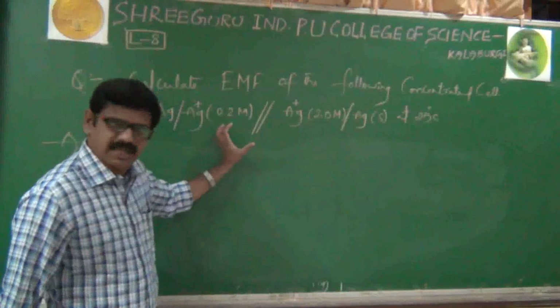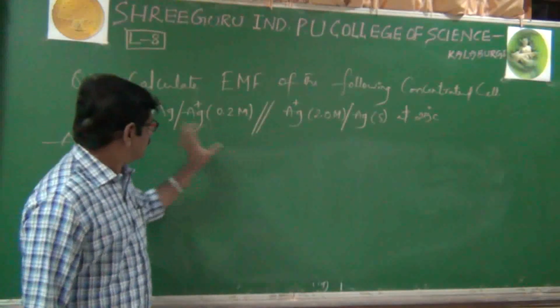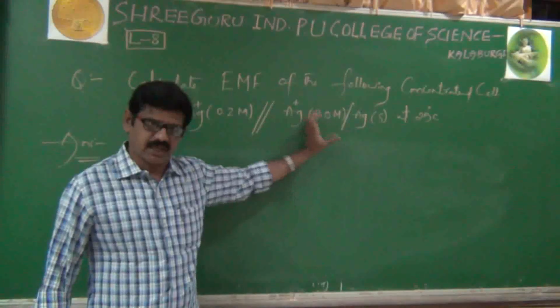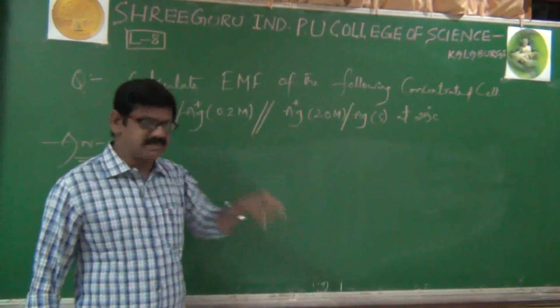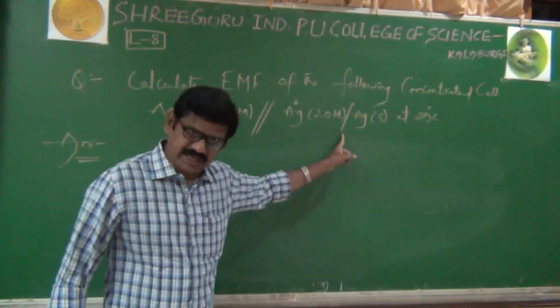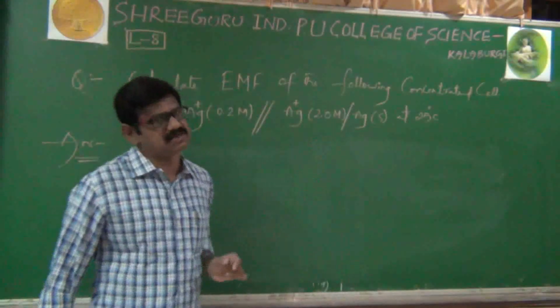Here a cell symbol has been given: left side silver electrode, right side also silver electrode only. Both sides, the anode and the cathode, are silver electrodes only. That's why it is called a concentration cell.